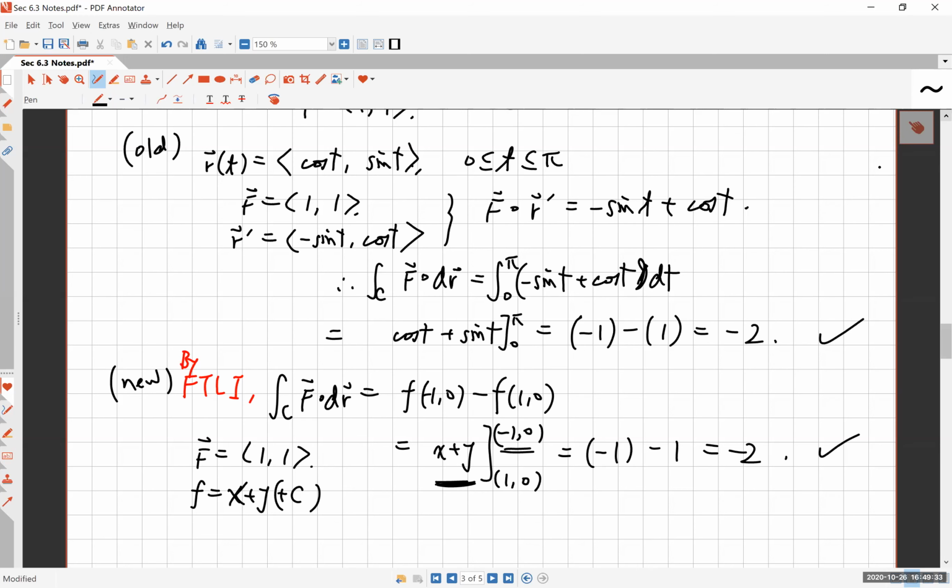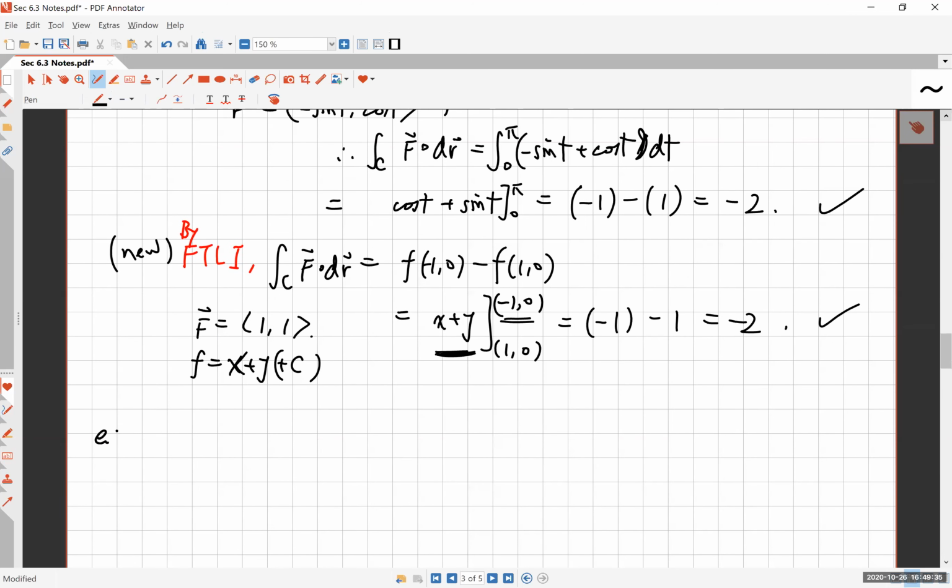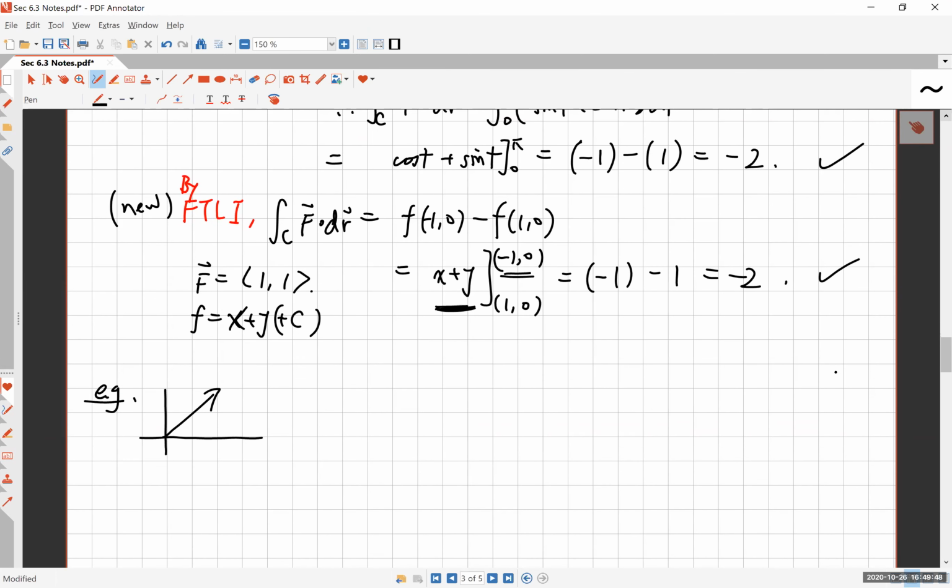All right, I'm going to give you another example and let you figure out how you may want to do this. I will try to solve this in two different ways, but you can do this in any way you would like. Maybe you probably want to use the fundamental theorem of line integrals. That would probably be easier.